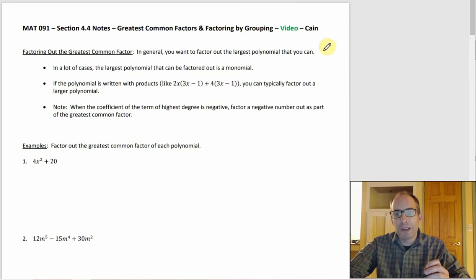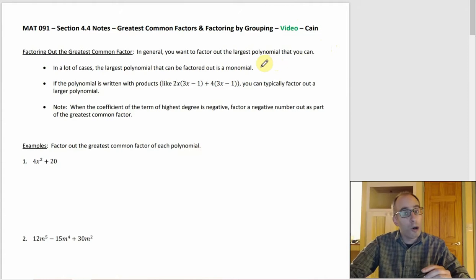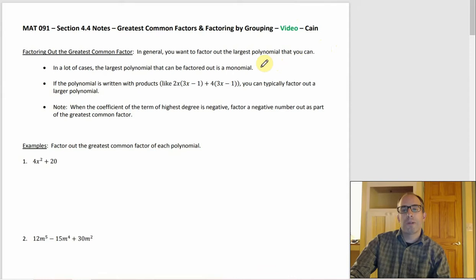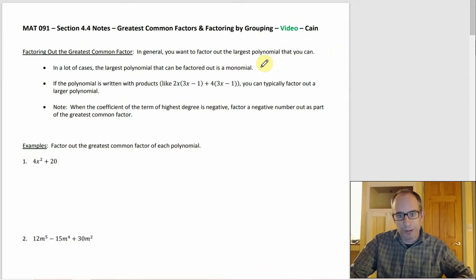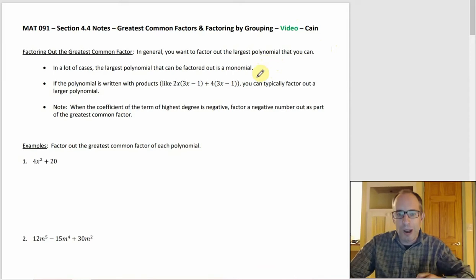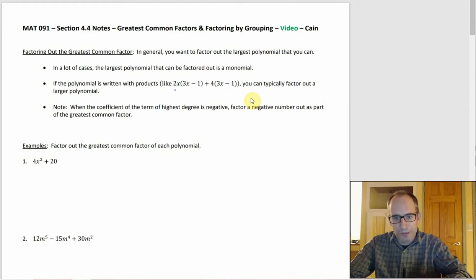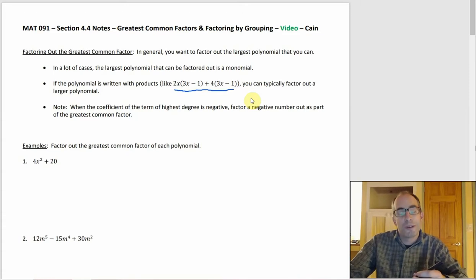You want to factor out the biggest polynomial you can in a general sense, but usually that means you're factoring out a monomial. Not always, but the vast majority of the time that's what it is. Sometimes you can factor out something that's actually a binomial or a trinomial, like if it's written with products, like this thing here in parentheses. You could factor a 3x minus 1 out of that because it's part of this first product and part of the second product. So there you can factor out something that's not a monomial.